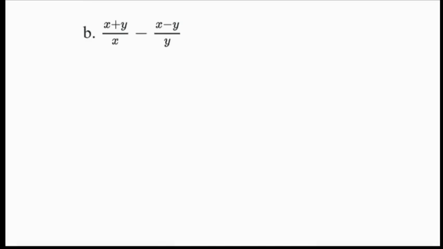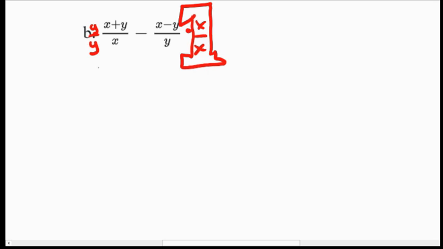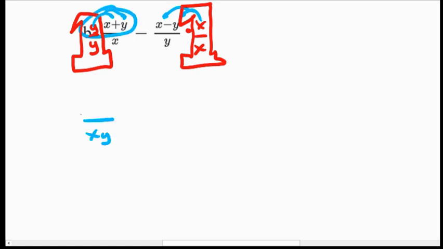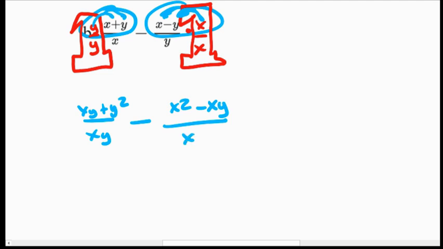Second one here, I need a common denominator because I'm subtracting. So I'm going to go ahead and multiply the right side by x over x, my giant 1 idea here, and I'm going to multiply the left side by y over y so that I can get a common denominator. When I do that, I'm also going to distribute these things to the top. So my denominator now becomes xy. From here, I get xy plus y squared minus, and then when I distribute the top here, I get x squared minus xy over xy.